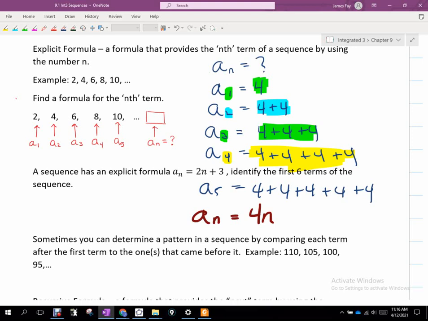So when we have the ability to do this, when we're able to write a formula based on n, which is the location that an object or an item is in the list, we are creating what we call an explicit formula. Okay? So if I look at this one, okay, 2, 4, 6, 8, 10.